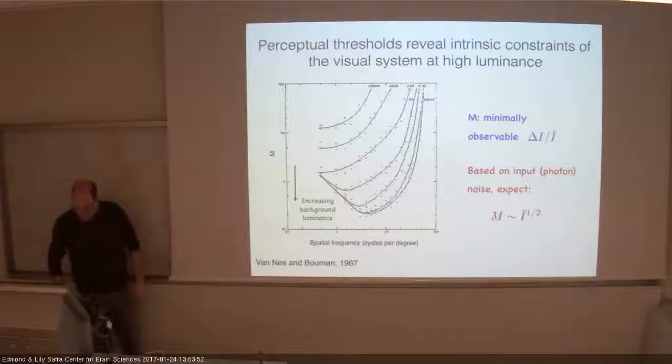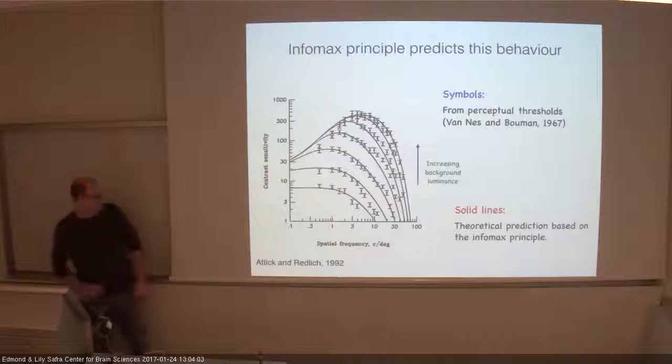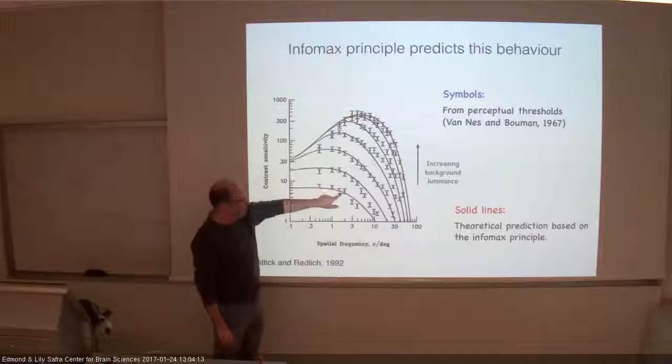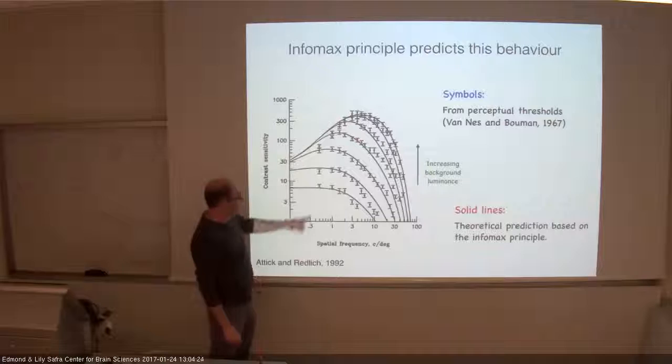I will show you the results of the theory done by Patrick and Leslie in the early 90s, where they could actually explain this. The symbols in the plot you see here are the experiments of the Donetsk that I showed you just before, just shown in a somewhat different way. Here, increasing background luminance goes in this direction. In any case, the theory can predict all these.